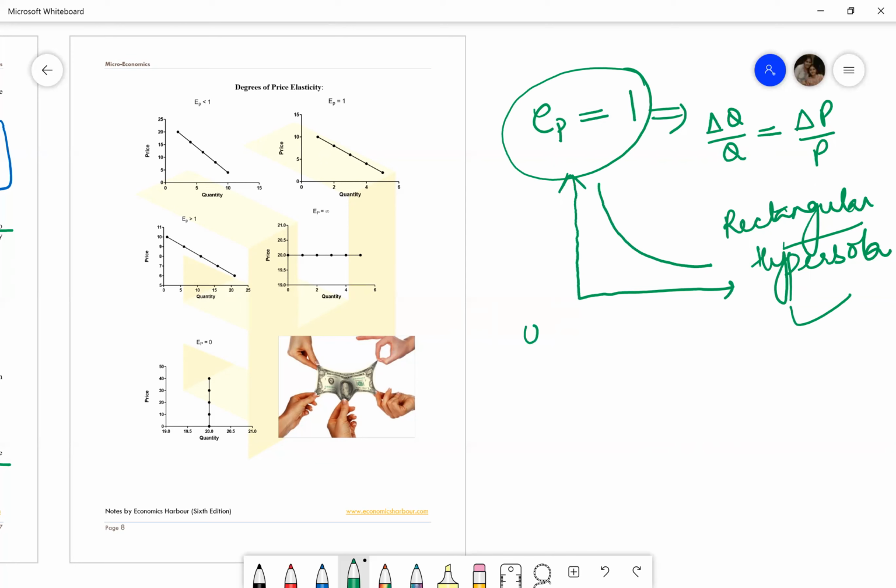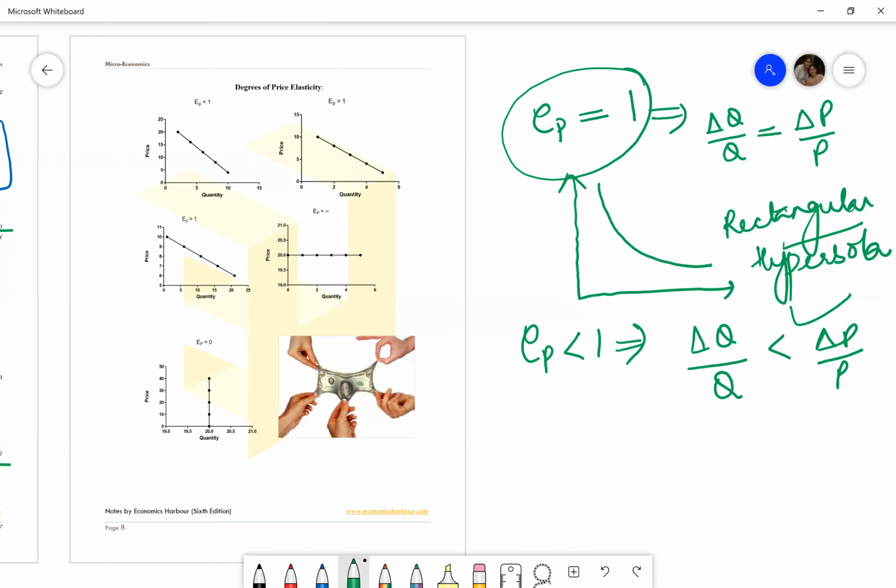Coming on to the price elasticity being less than 1. This implies that the proportionate change in quantity demanded is less than the proportionate change in price, which means that quantity demanded is less responsive to the change in price. In simple words, it does not matter to the consumer whether price increases or decreases. The consumer will consume the commodity. He might reduce the extent of consumption, but he will still consume it.